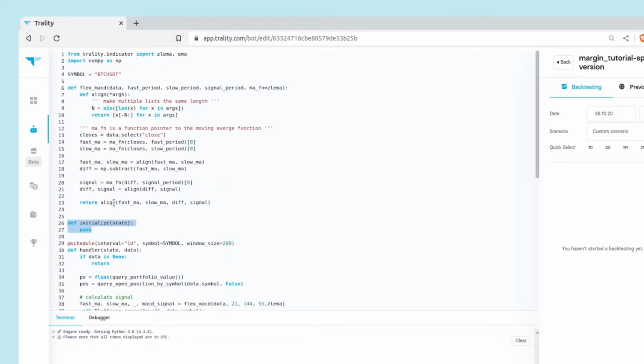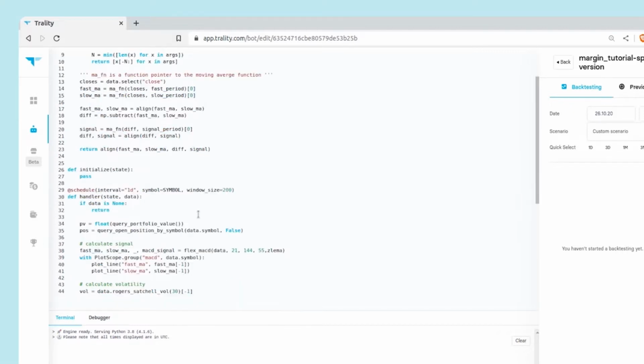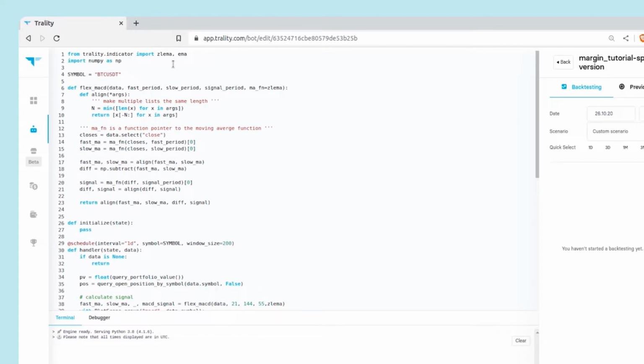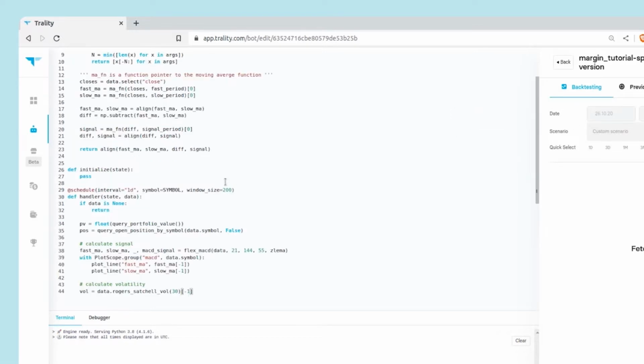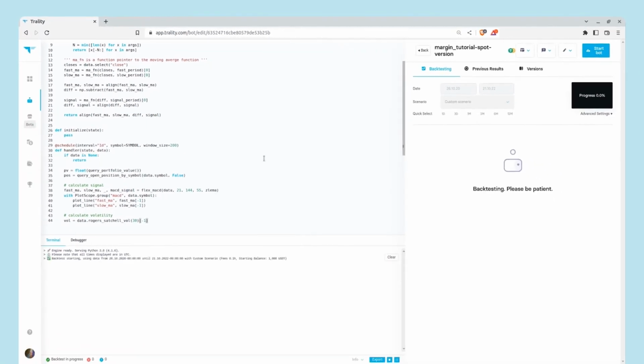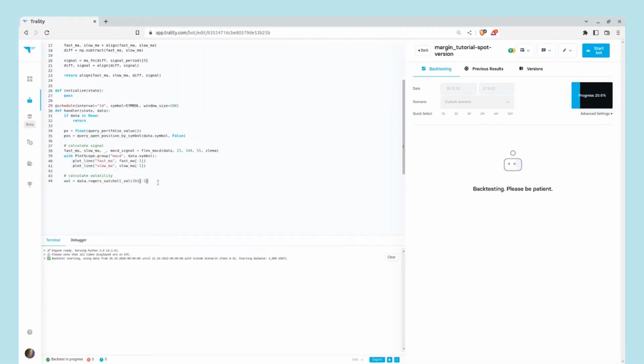Just as a quick introduction, we have a standard handler here, and we have the initialization. The thing that is a little bit different here is the indicator or signal is basically a moving average convergence divergence, but it's using a different moving average function. The standard MACD uses an exponential weighted moving average. This will be using a zero lag moving average, with a fast period of 21, slow period of 144, and a signal smoothing period of 55. If we quickly run this backtest, it's also using daily bars, we can see the signals and what it does.